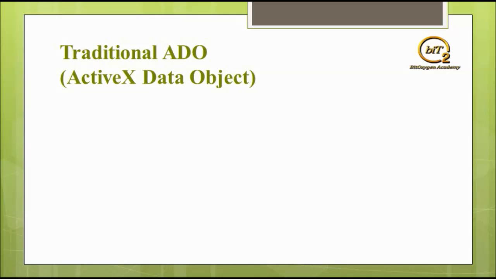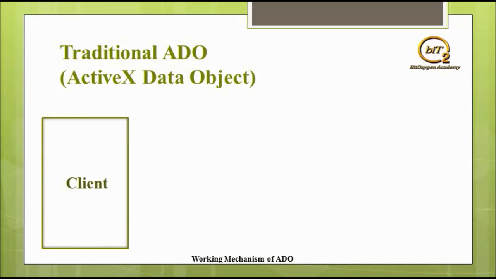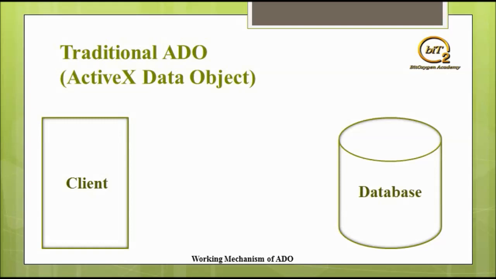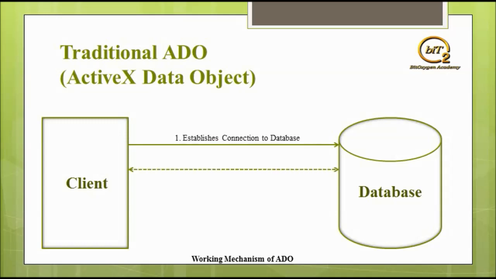Now we will see the working mechanism of ADO. As shown in the diagram, there is a client side application on one side and a database application on another side. To work with data which is stored in the database, a few steps are performed. First step is to establish a connection with the database.